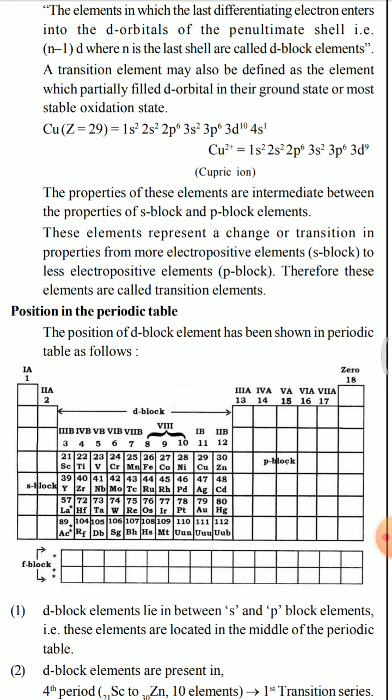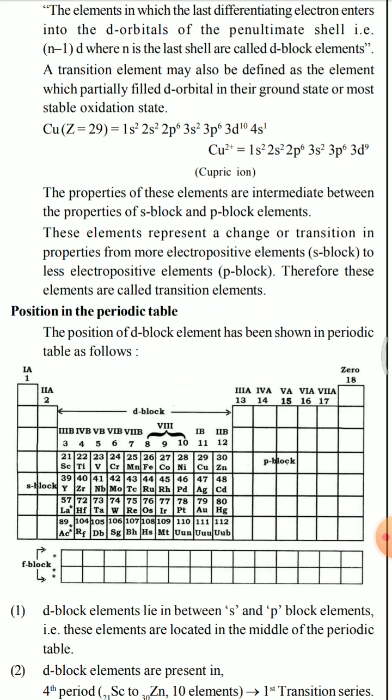You know, elements of the periodic table are classified into 4 blocks. They are S block, P block, D block and F block elements. What is the position of D block elements in the periodic table? D block elements lie in between S block, which are more electropositive, that is metallic in nature, and P block elements. So D block elements lie between S block and P block elements.